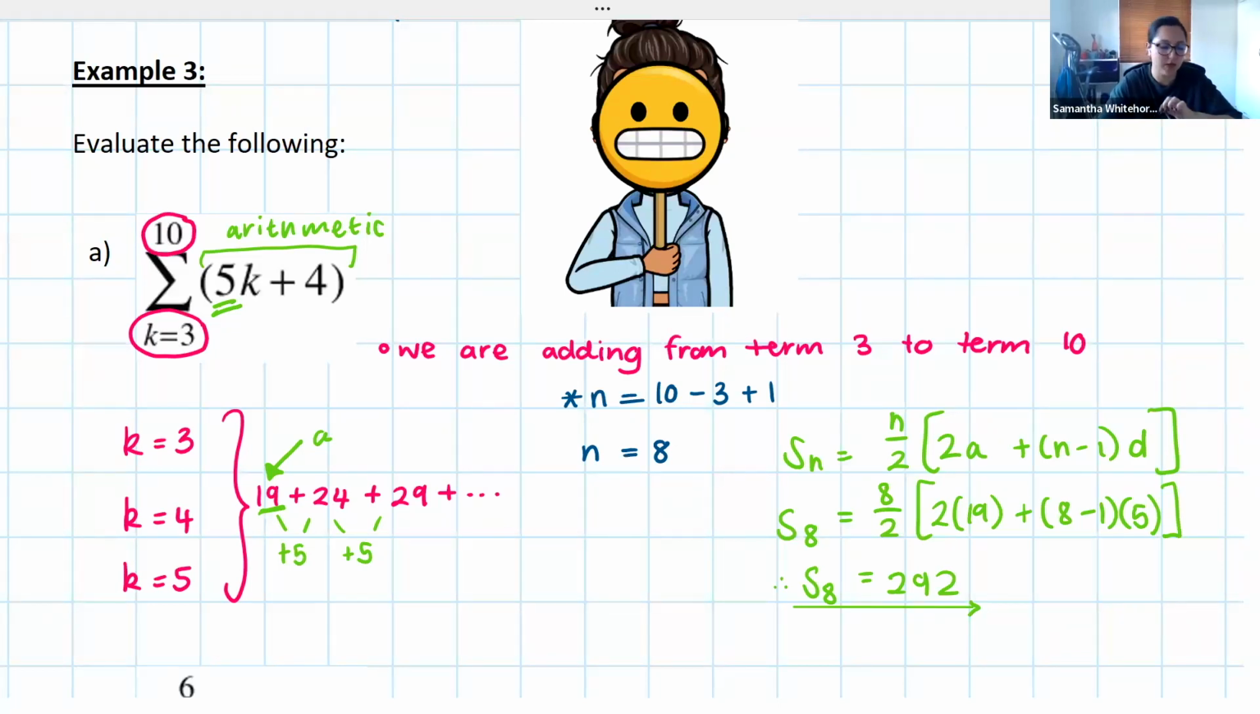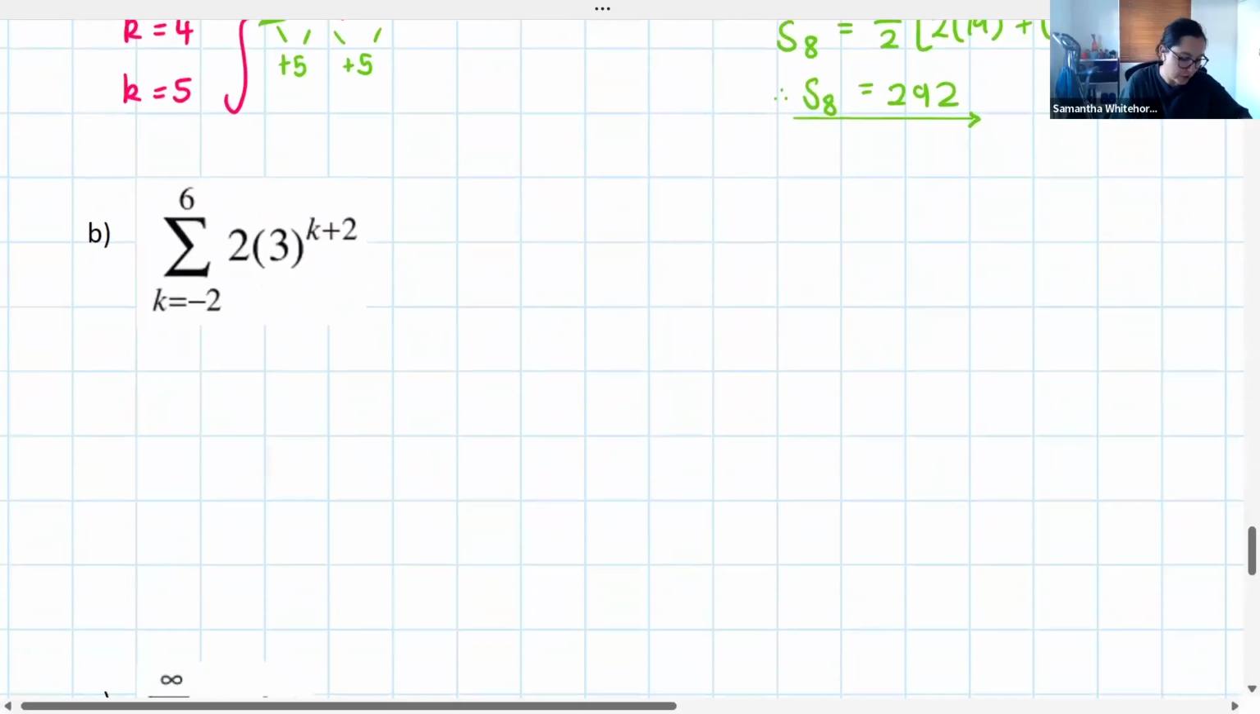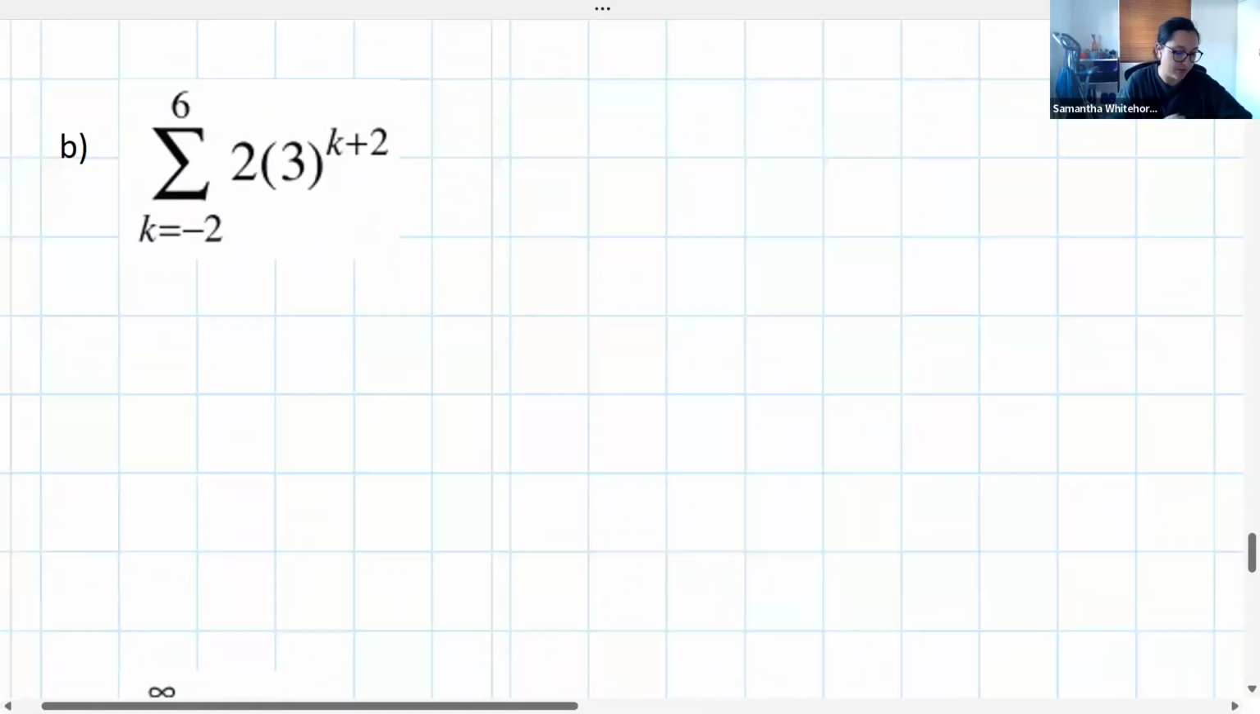Okay, so let's have a look at another one. If we have a look at question B, we've got the sum of k equals -2. Now that also doesn't really make sense because we know that our n values, or the number of terms that we work with, are natural numbers, but it doesn't change anything that we do. We don't need to get bogged down by it.